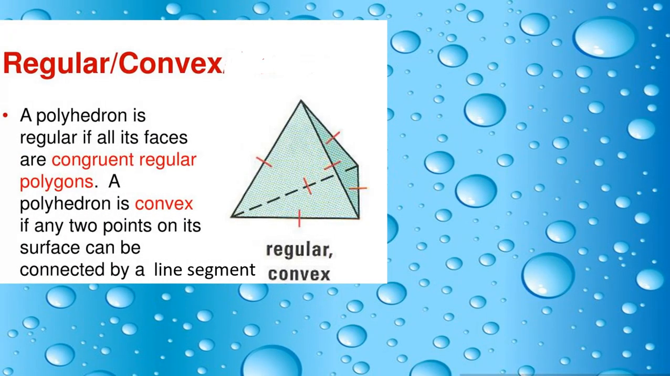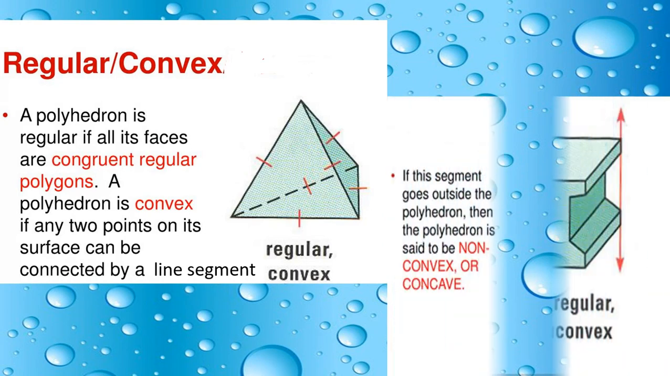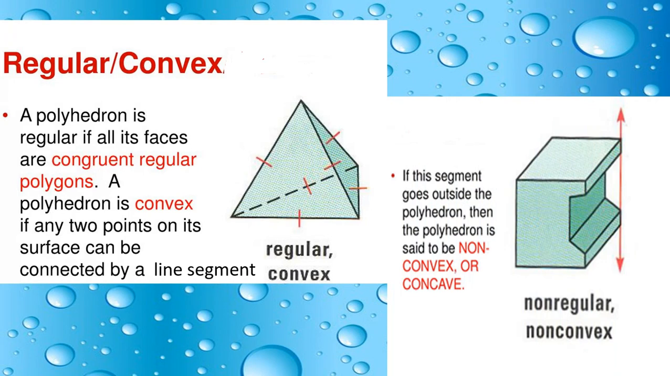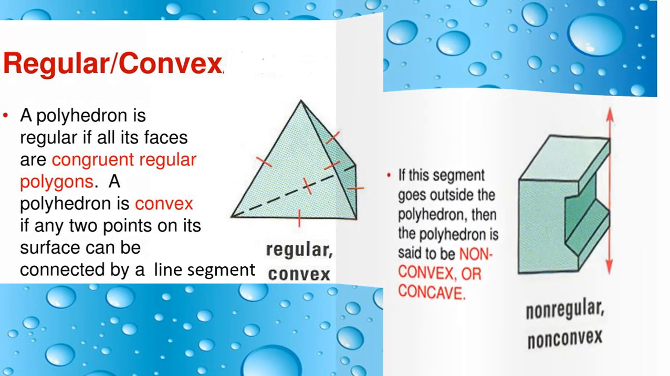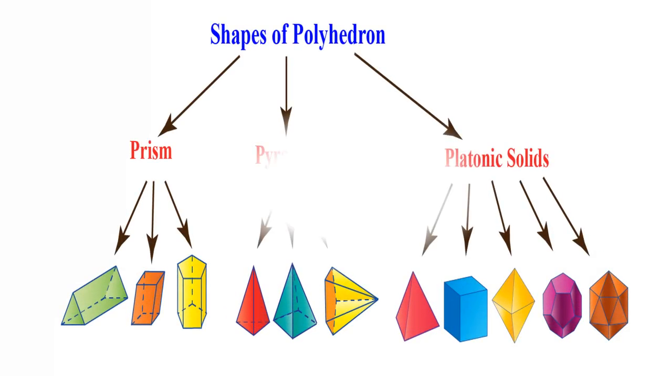So we can conclude this: a polyhedron is regular if all its faces are congruent regular polygons. A polyhedron is convex if any 2 points on its surface can be connected by a line segment within it, whereas if this line segment goes outside the polyhedron, then the polyhedron is known as non-convex, or we can say concave. So these are the shapes of polyhedrons: prisms, pyramids and platonic solids.